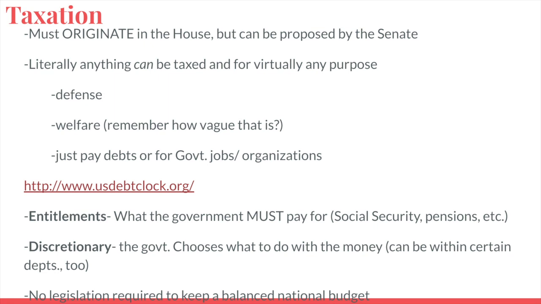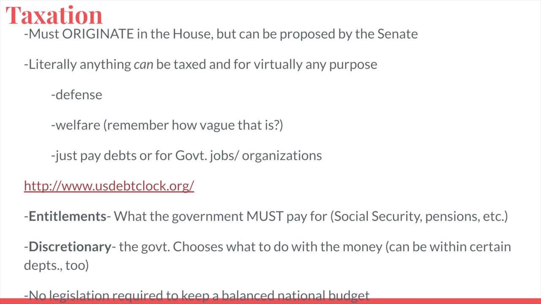Anything can be taxed, for basically any purpose. You can tax alcohol, cigarettes, cars, video games, or, I don't know, resurfacing hardwood floors if you really wanted to, but it's got to be something that is enforceable. And why do we have taxes?